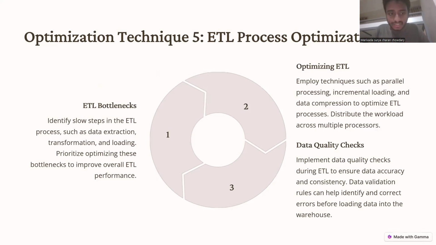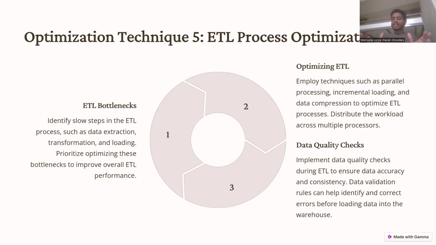Then we identify the slow steps, and prioritize and optimize these bottlenecks to improve overall ETL performance. Now, optimizing ETL. To optimize ETL processes, we employ techniques such as parallel processing, incremental loading, and data compression. And we also distribute the workload across multiple processes.